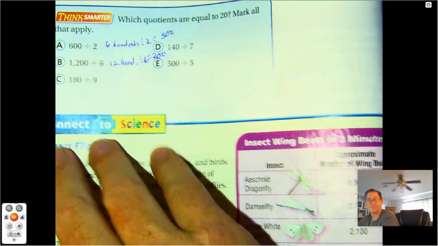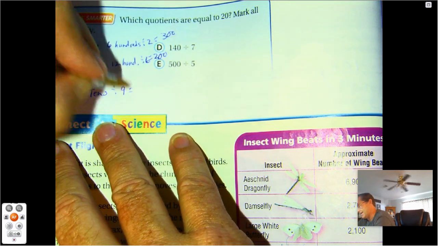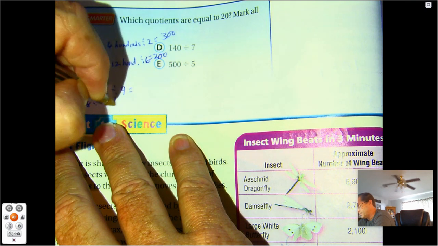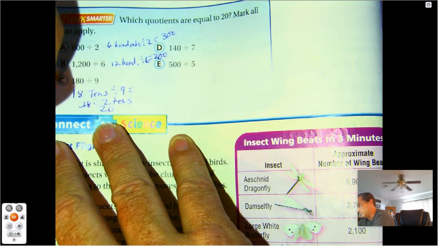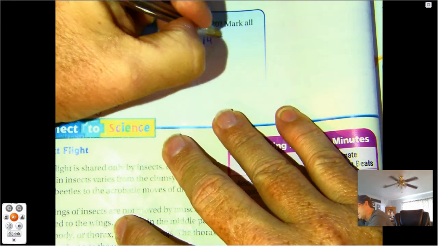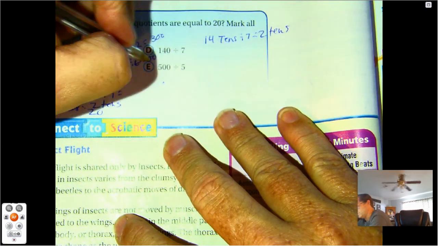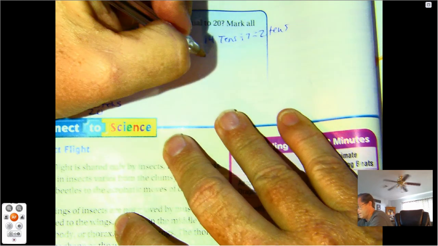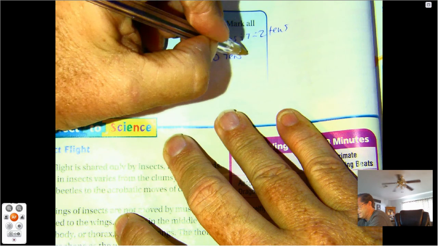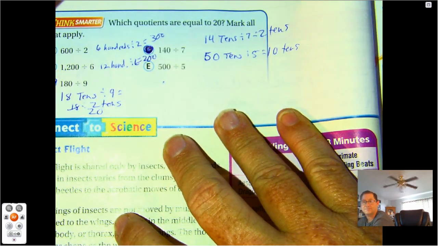18 tens divided by 9. 18 divided by 9 is 2 tens. 2 tens is 20. So C works. 140, so 14 tens divided by 7 is 2 tens. So D is 20. 50 tens divided by 5 gives me 10 tens. That's 100. So no. Okay, so just C and D.